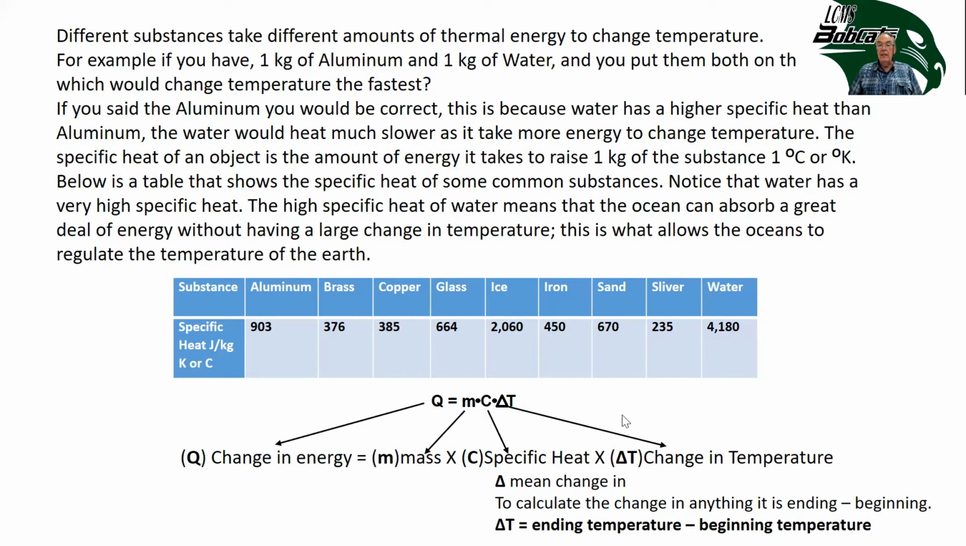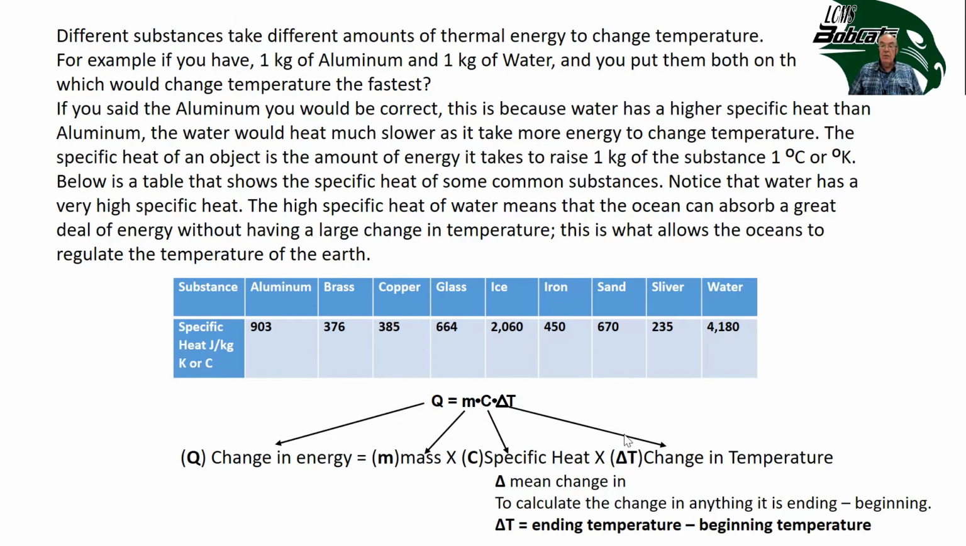There is an equation that's used to calculate the amount of energy that's changed in substances. The change in energy, or the total thermal energy, is equal to the mass of the object times the specific heat of the object, which would be in a table like this, times the change in temperature. The change in temperature is the independent variable. It's what you control. And what depends on that is the amount of thermal energy.